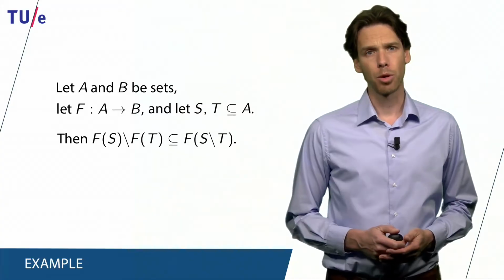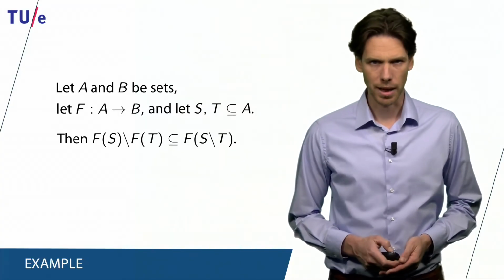We have now established the property we set out to prove at the beginning of this lecture. This concludes our discussion of an example proof that involves a mapping and the two properties of image.